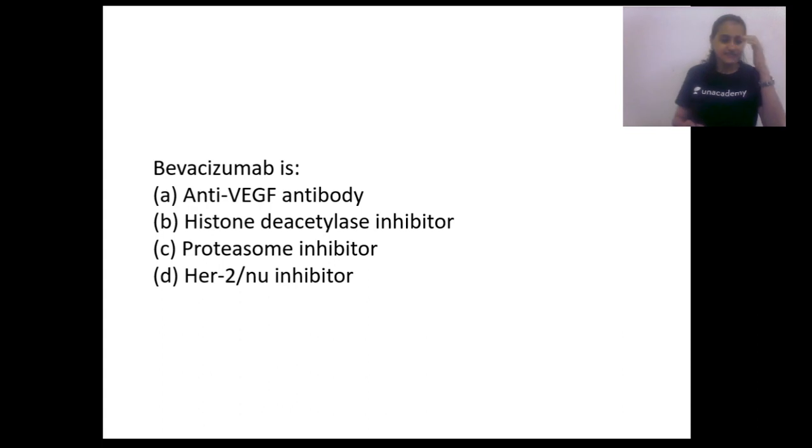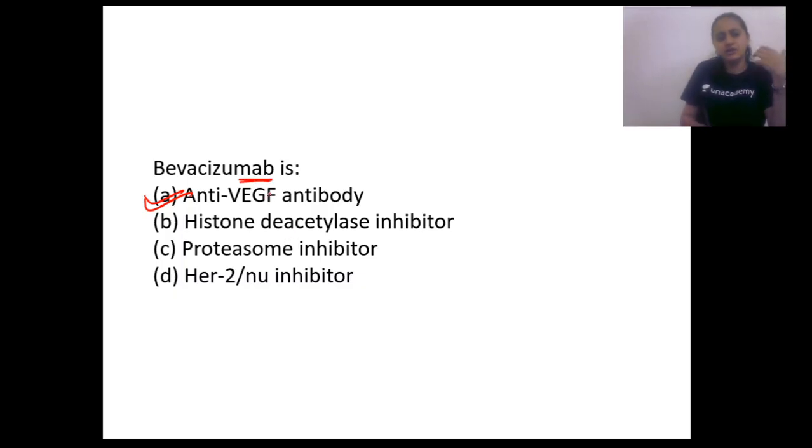Okay. Next, bevacizumab is used against what? What will be the answer to this? Very good, Adnan. It is an anti-VEGF antibody. Very easy to answer this even if you have not read.